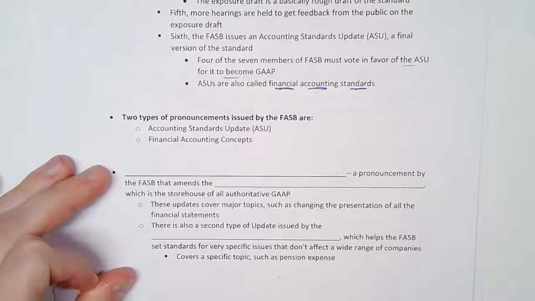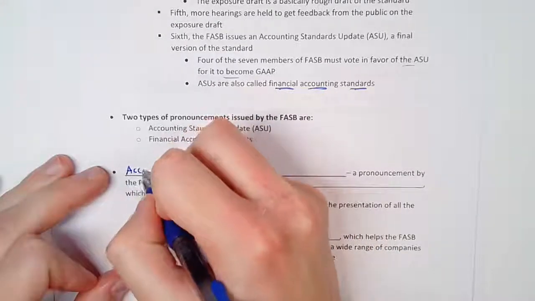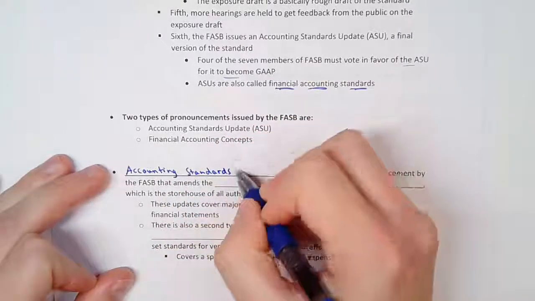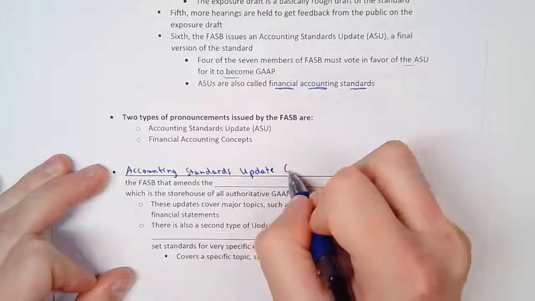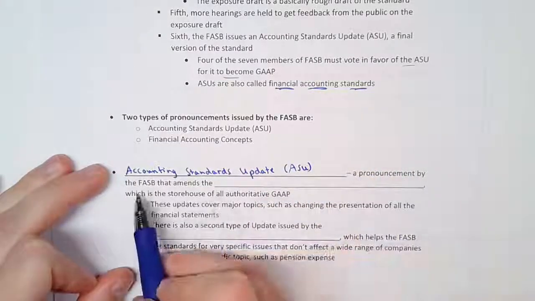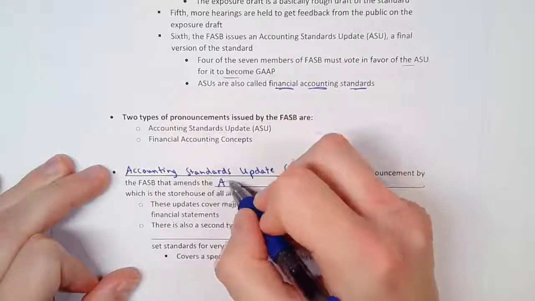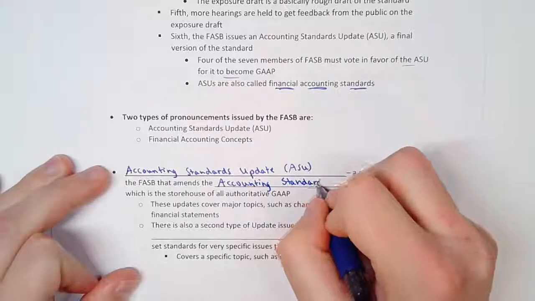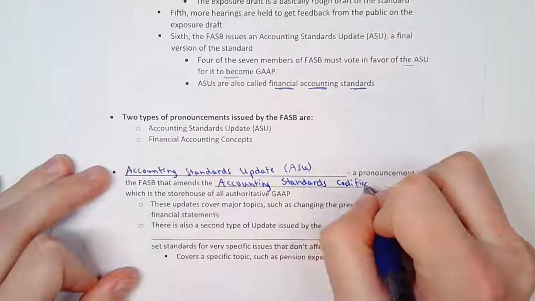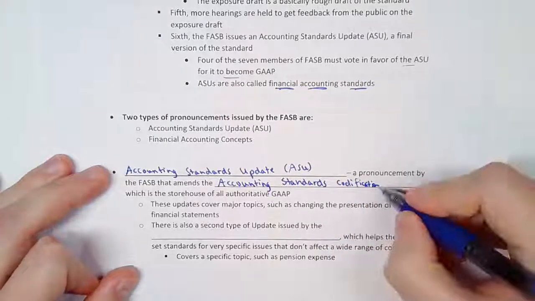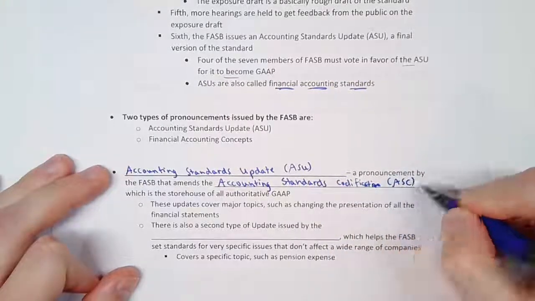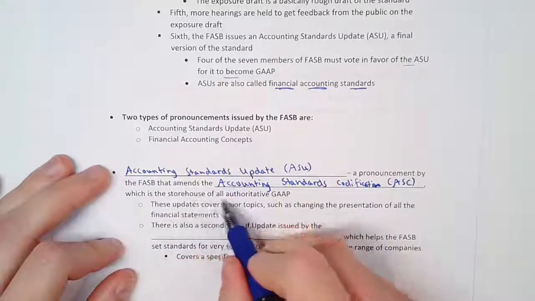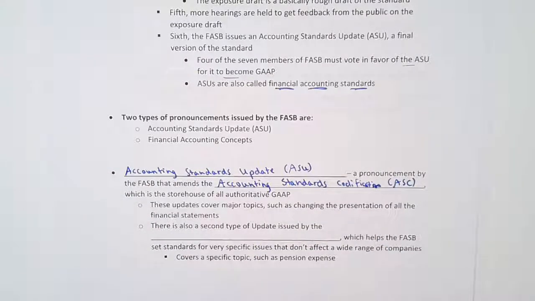All right, so first we have the Accounting Standards Update, ASU. Okay, and this is a pronouncement by the FASB that amends the Accounting Standards Codification. So the Accounting Standards Codification, the ASC, is sort of the storehouse of all authoritative GAAP. It's where all the actual accounting rules reside.